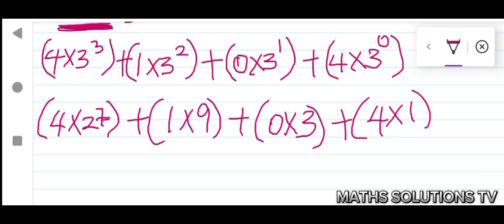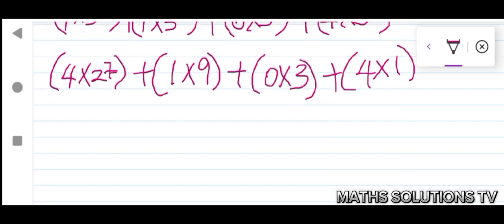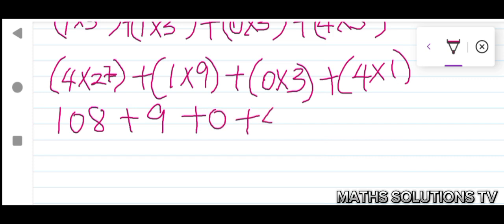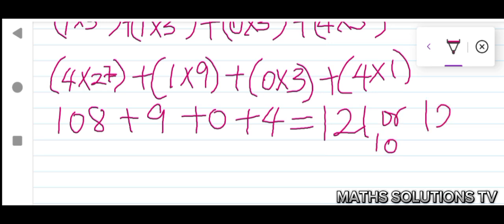So at this point, we need to multiply that. 4 times 27 gives us 108. 1 times 9 is 9. 0 times 3 is 0. 4 times 1 is 4. So let's add all these numbers up, and that gives us our value in base 10. We have 121 base 10, which is still ordinary 121.